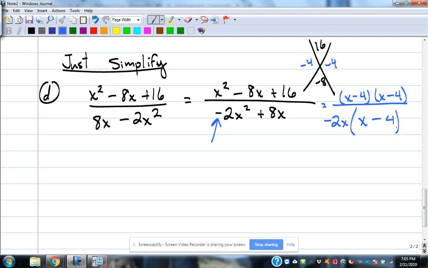Now, how many of those x minus 4s on the top will cancel? Well, I got 2 up there and 1 in the bottom. But they're not squared. So 1 cancels 1. It's a 1-to-1 cancellation. So one matching factor will cancel out the other matching factor. So that leaves us x minus 4 over negative 2x. That's a simplified version of that one.